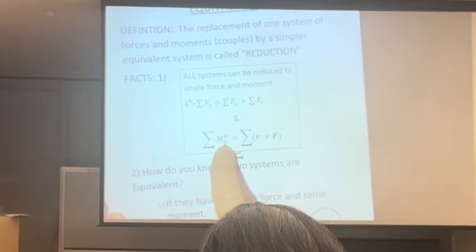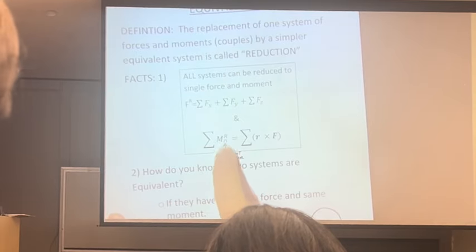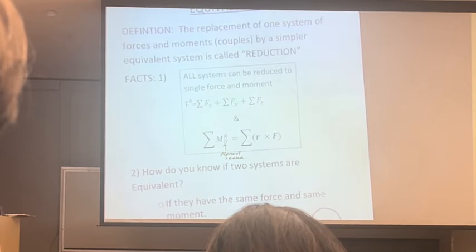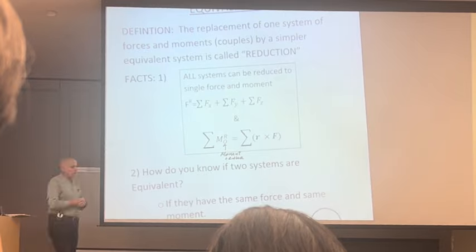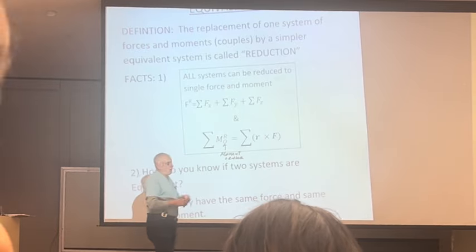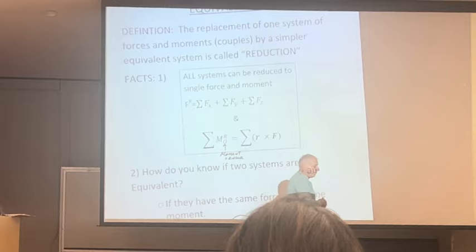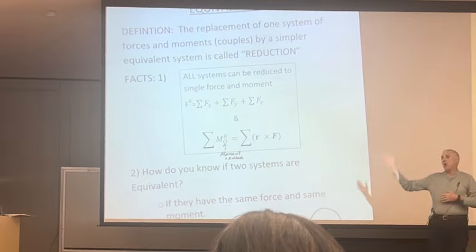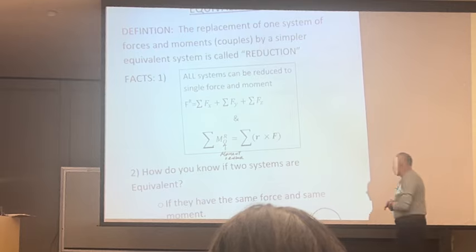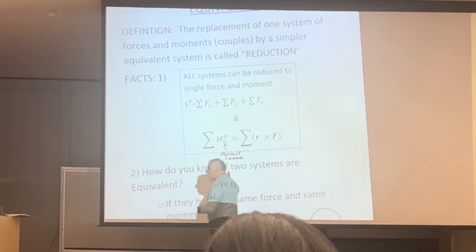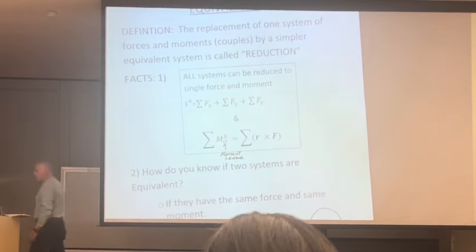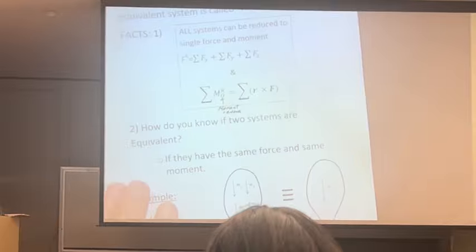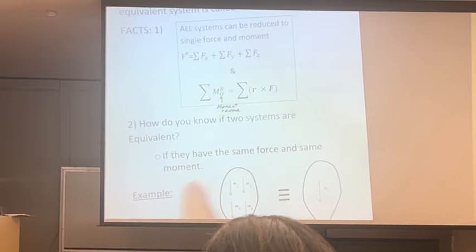Notice I have a subscript and a superscript. The subscript tells me that's my moment center. You can have any moment center you want: O, B, A, C, whatever. And the superscript tells me this is the resultant of all the moments. Okay? How do I know two systems are equivalent? Two systems are equivalent if they have the same force, same moment. Period. End of discussion.